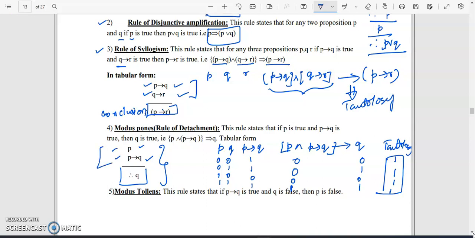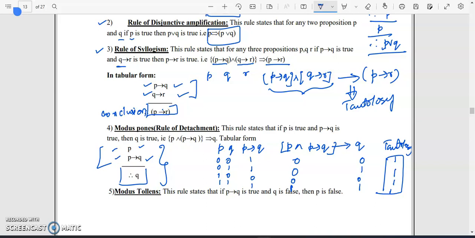Always remember, whatever I am writing here above this line, we assume it is always true. From this, the conclusion can be true or it can be false. If it is true, then we will say the argument is valid. If this is false, we will say the argument is invalid.